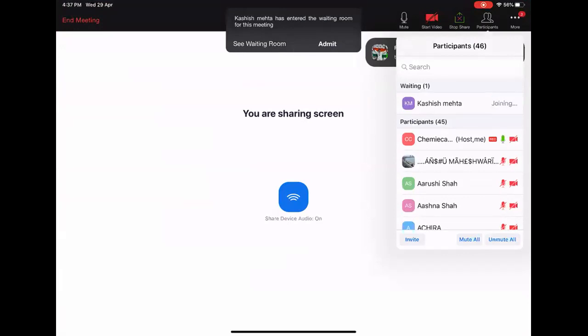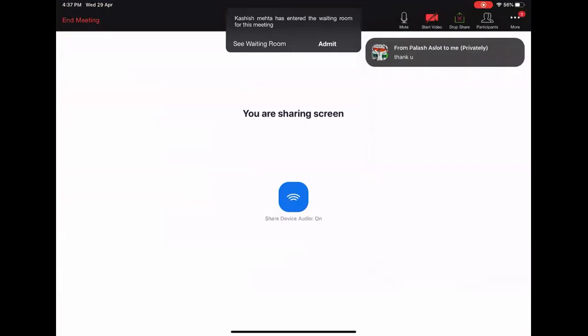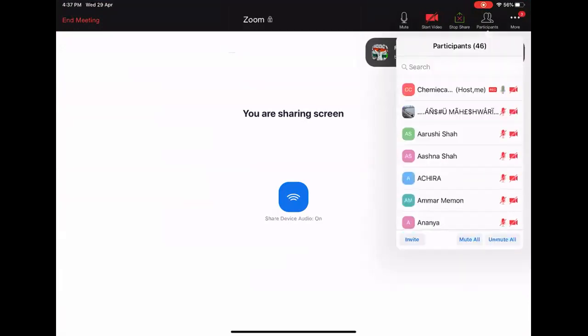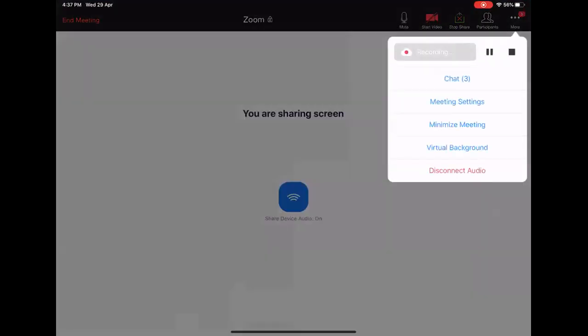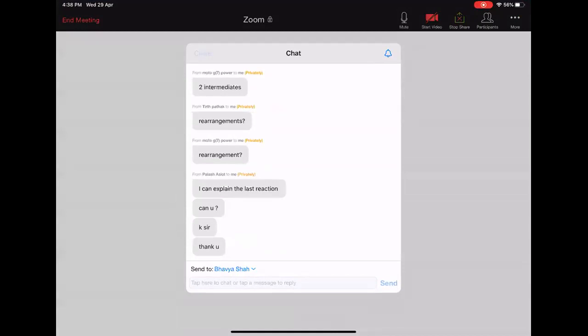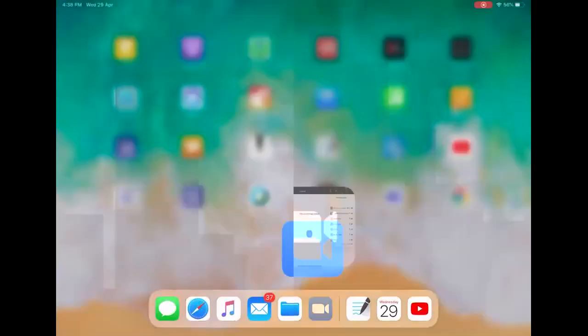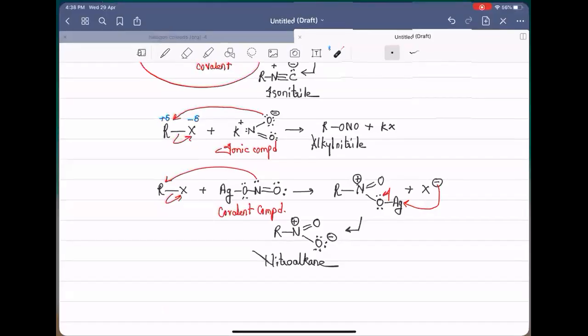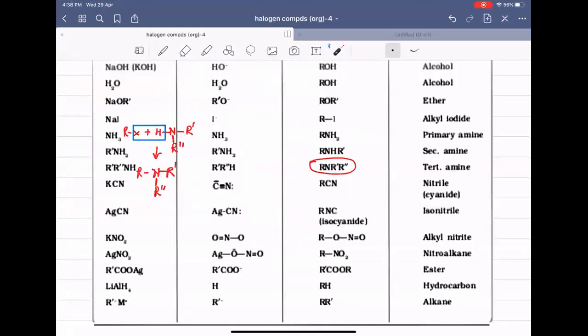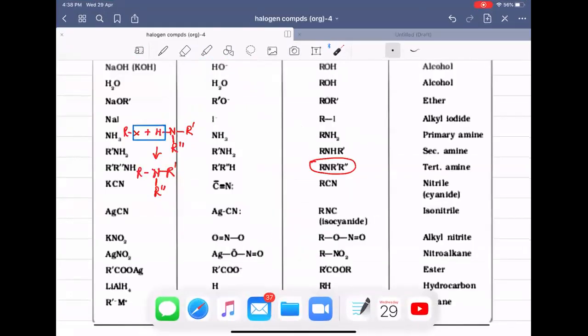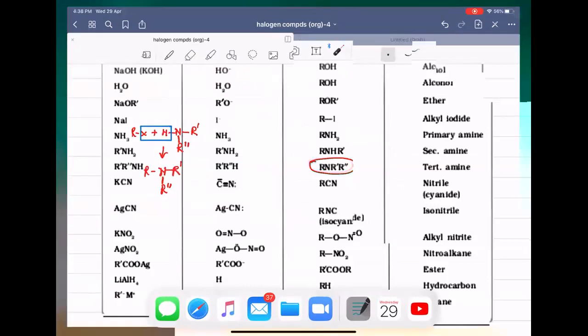I hope this is clear to you. Okay. Yeah, Kashish joined in, yes. Now, any other questions you have, I am there to answer. Yeah, if not, then I would go to the next reaction. There are one or two more reactions that you have to know, and I'm coming back to them quickly.